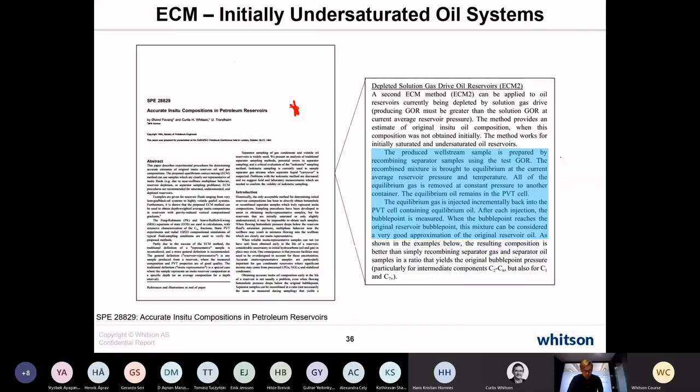So here we can see that the produced well stream sample is prepared by recombining separated samples using the test GOR. The recombined mixture is brought to equilibrium at the current average reservoir pressure and temperature. All of the equilibrium gas is removed at constant pressure to another container. The equilibrium oil remains in the PVT cell. So you see that this is stuff you could either simulate with an equation of state, or you can actually do in the laboratory. The equilibrium gas is injected incrementally back into the PVT cell containing equilibrium oil, and after each injection, the bubble point is measured. When the bubble point reaches the original reservoir bubble point, the mixture can be considered a very good approximation.